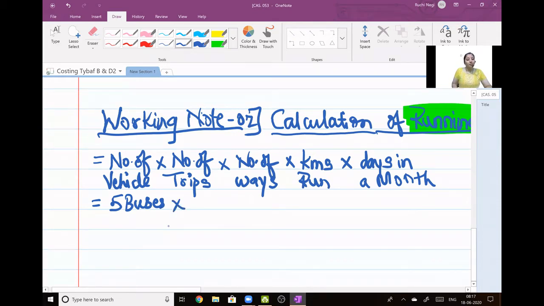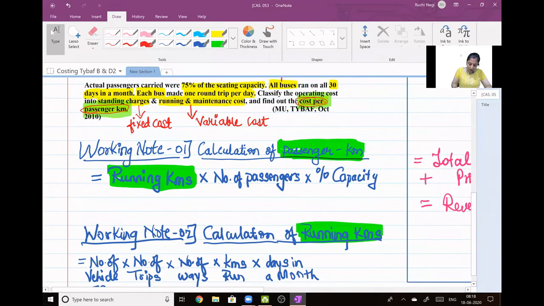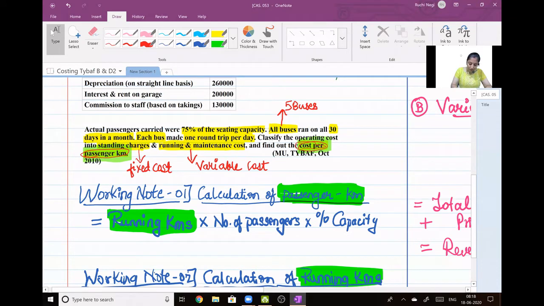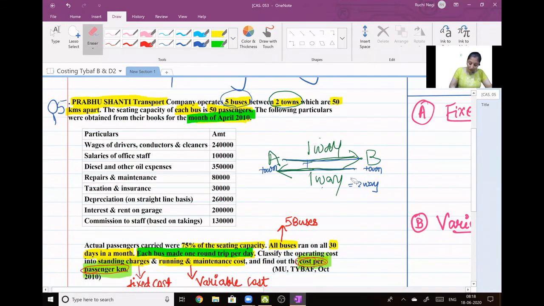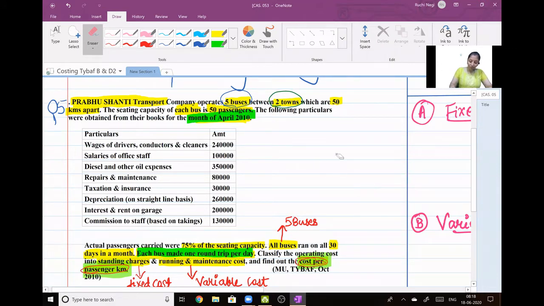Into number of trips. Now, last lecture, I told you about number of trips. How will you do that? Okay, so number of trips will be identified from this part. Each bus made one round trip per day. Okay, so how do you calculate this round trip? Last lecture I had told you how to calculate that. I'm redoing it again.